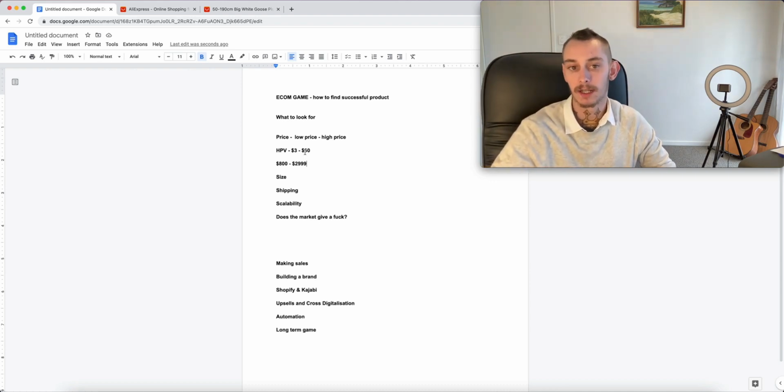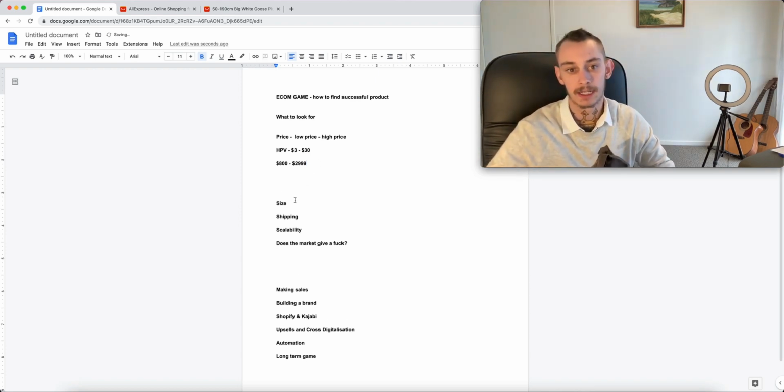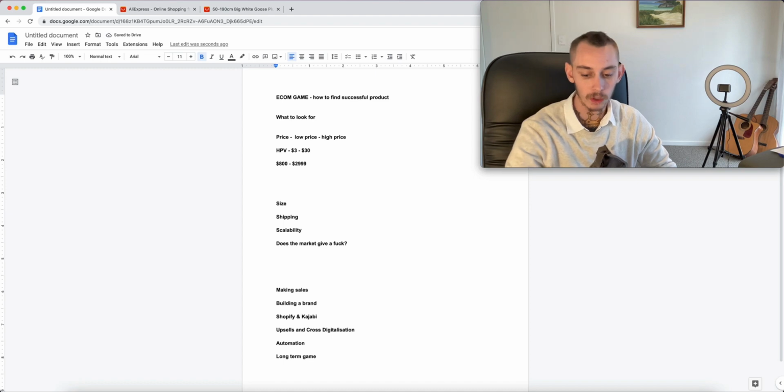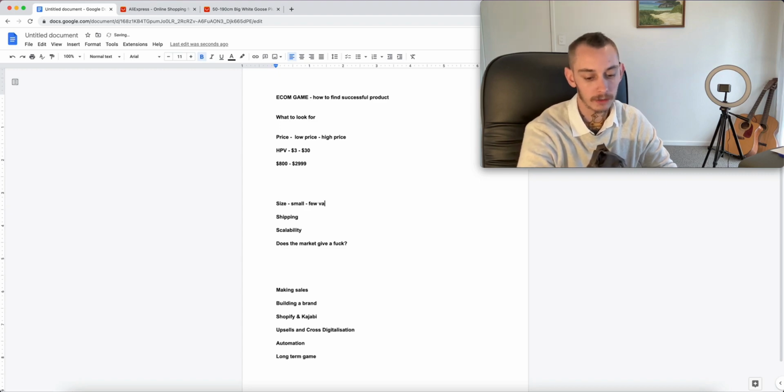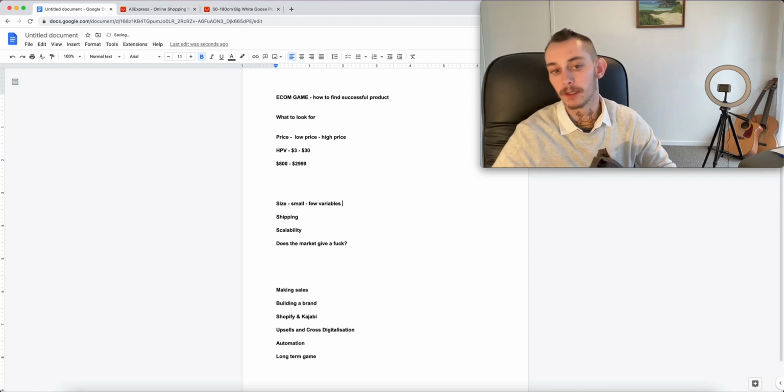But when you start out, this is perfect. You're posting something up that costs $3, you make 30, it's a 10x. Now, this is the next big thing. Unless you have capital, where furniture is probably the only exception, you want it to be very small, and as well as that, have few variables. Now, what do I mean by few variables?